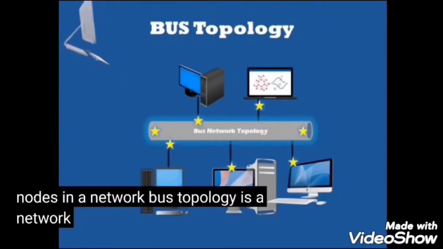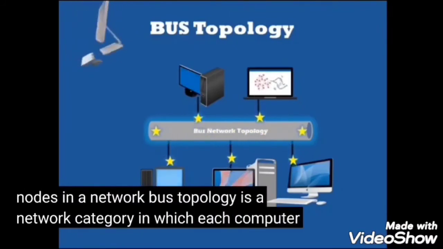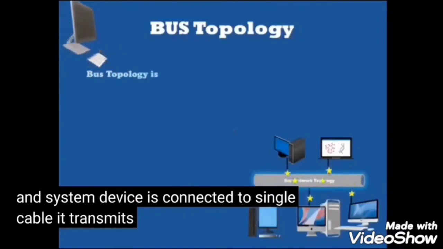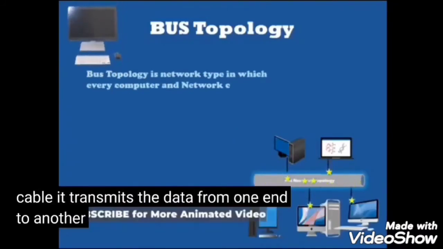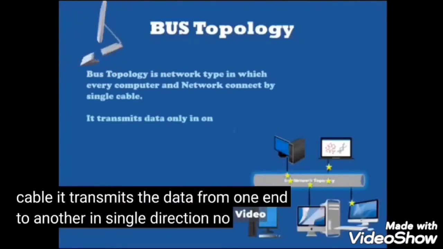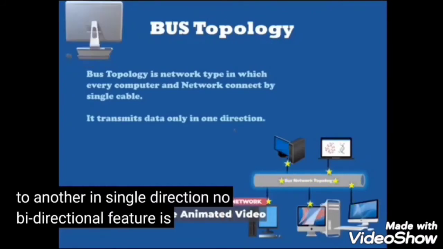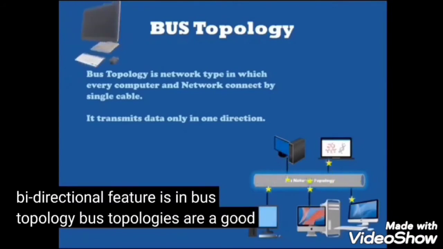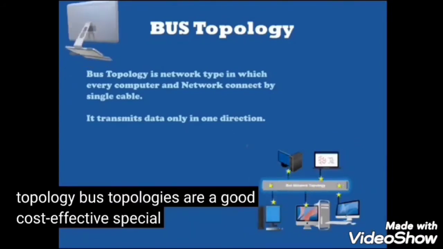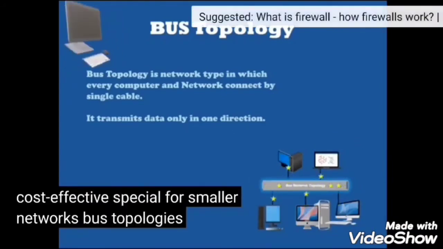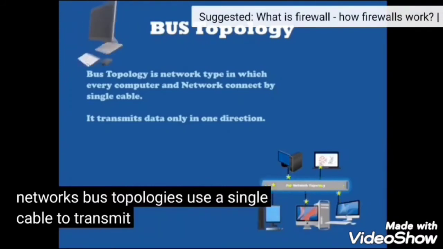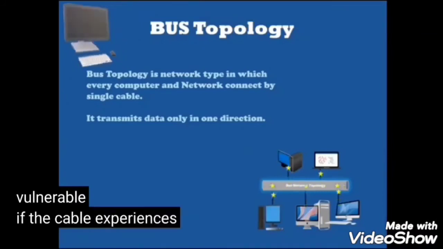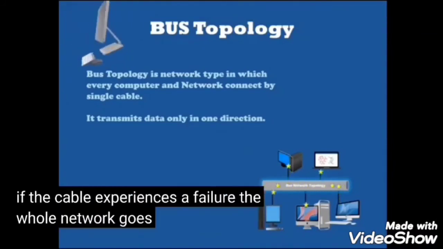Bus topology is a network category in which each computer and system device is connected to a single cable. It transmits the data from one end to another in a single direction. There is no bidirectional feature in bus topology. Bus topologies are a good, cost-effective option for smaller networks. They use a single cable to transmit data, so they're somewhat vulnerable. If the cable experiences a failure, the whole network goes down.